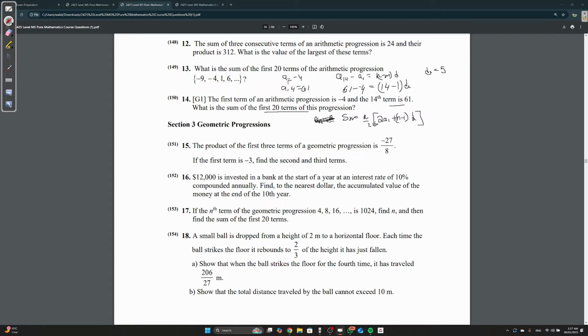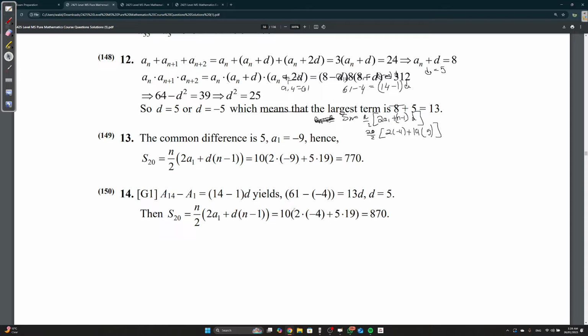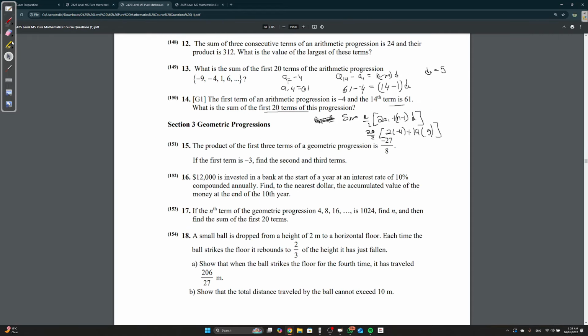Now you know d is equal to 5, so the sum of the first 20 terms would be n over 2, so 20 over 2, times (2a1 plus (n minus 1) d), so 2 times negative 4, plus 19 times 5. I'm going a bit fast because these are easy, and they were in the quiz also. So 10 times 2 plus 5 times 19, easy.